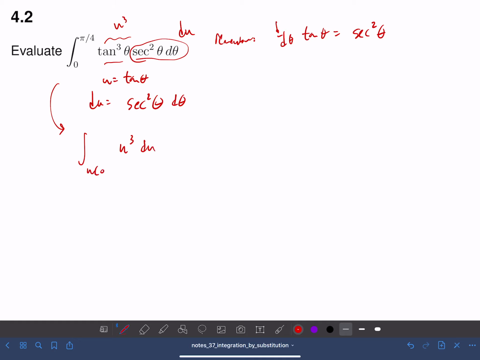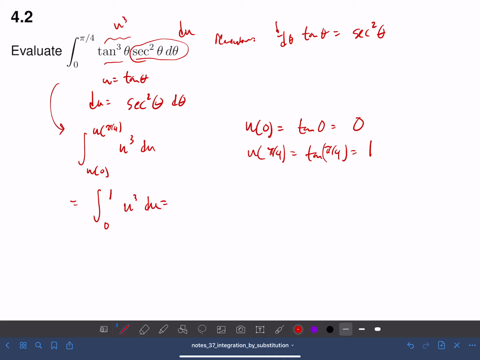And now I need to put u of 0 and u of pi over 4 here. U of 0 is equal to tangent of 0. Why did I write a theta? Because it's like writing 0. Tangent of 0 is equal to 0. And tangent of pi over 4 is equal to 1. So this is the integral from 0 to 1 of u cubed du, which is equal to u to the 4th over 4 evaluated from 0 to 1, which is equal to a quarter.